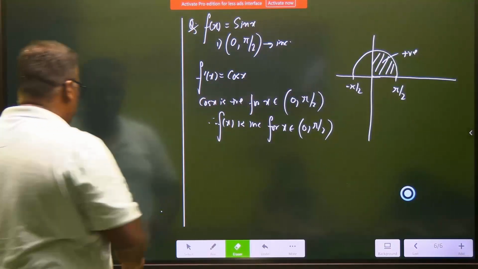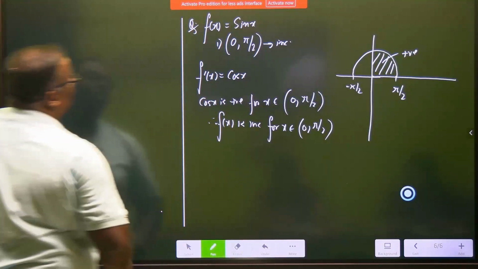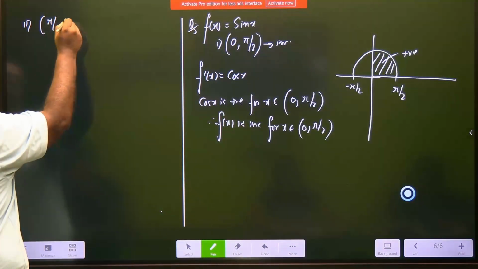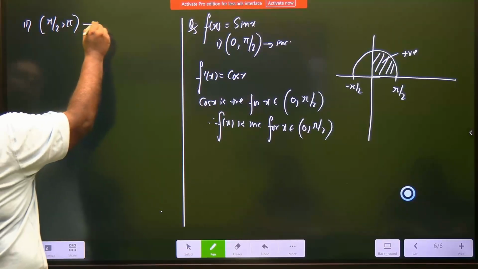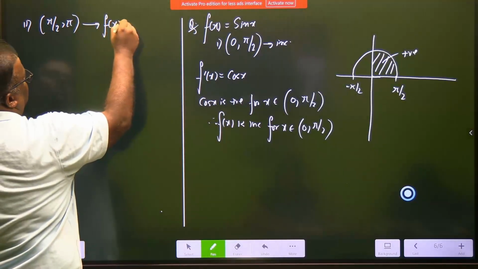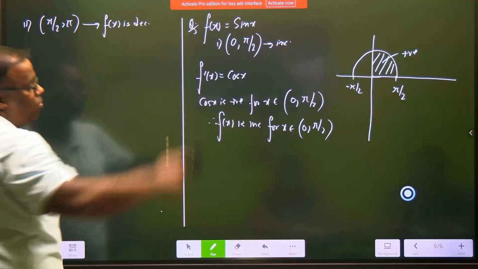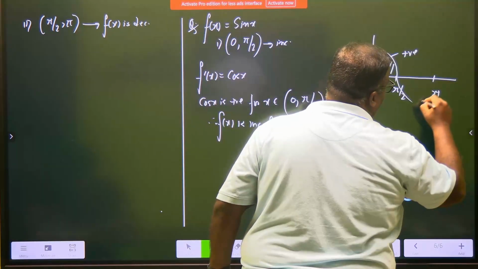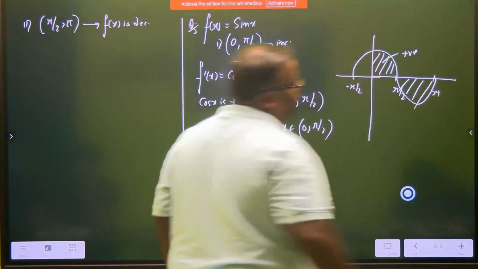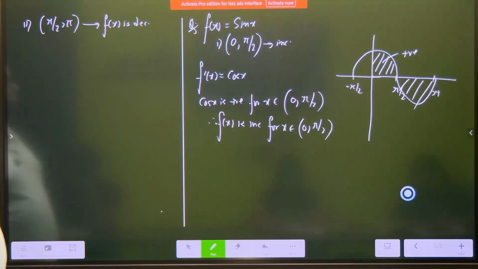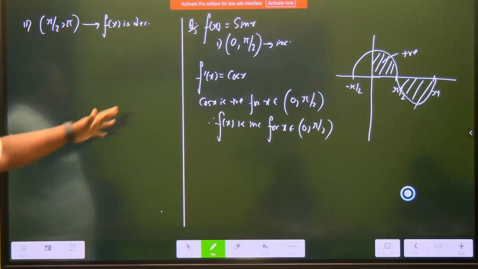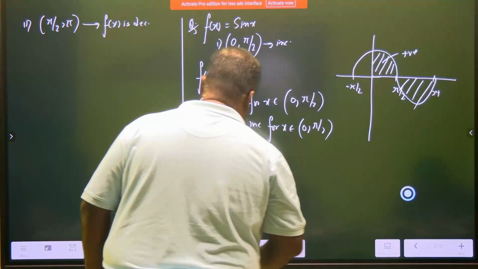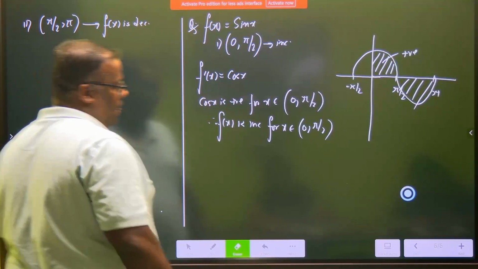Okay, what's the second part? Decreasing in (pi by 2, pi). You have to show that the function f(x) is decreasing. So let's plot it. Pi by 2, and after that, what do we have? Pi. Don't you think the cos function will go like this? This is negative. So the function is decreasing. I hope you understood this. Now make your graph and write it in that way.